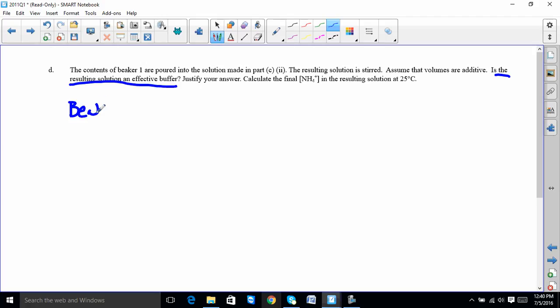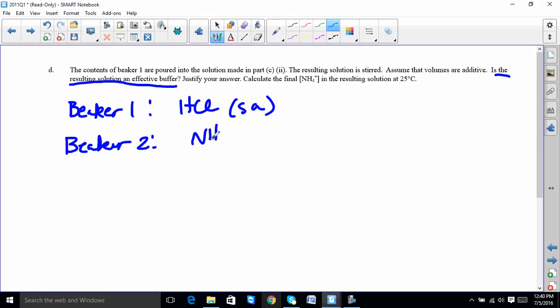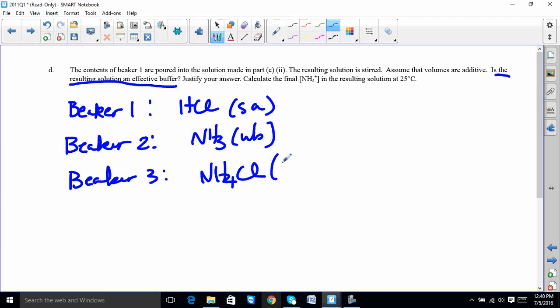This is the best way. Beaker 1 is HCl, which is a strong acid. And beaker 2 is NH3, which is a weak base. And beaker 3 is NH4Cl, which is a salt. The interesting thing is that when you put a weak base with the salt, they don't react. They're just both there. And that's why we could use the Henderson-Hasselbalch equation.